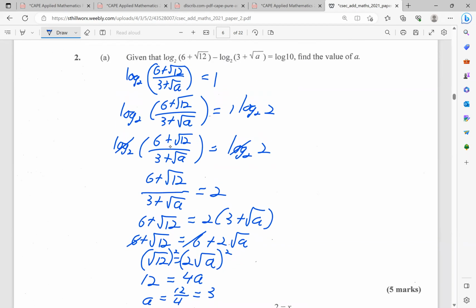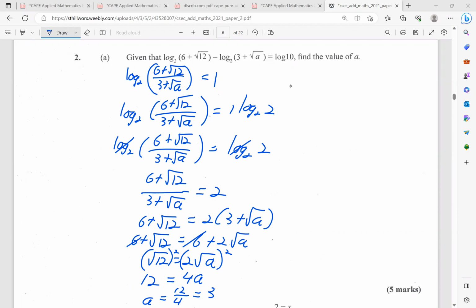So let me just repeat what I did there. Log 2, when you minus logs, you divide. Log 10 is 1. Then next, if you know how to do the indices thing, by all means, you can do 2 to the 1 and so on. For me personally, as I taught my class, I would take that to be log 2 of 2. So you'll get 6 plus root 12 over 3 plus root a is log 2 of 2, cancel.